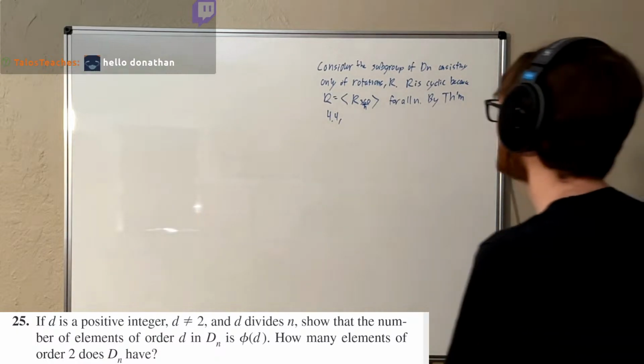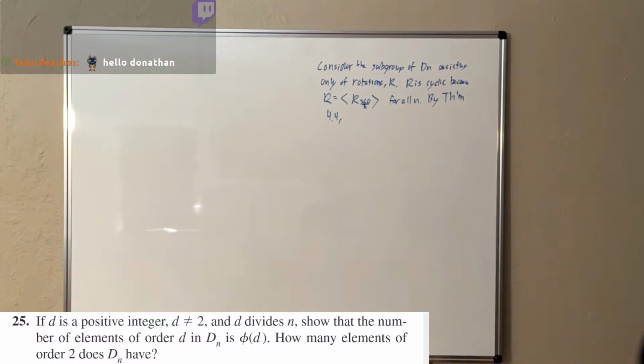Talos, hey, how's it going? Talosophin? Just breaking my brain on some abstract algebra right now. Number of elements of order D in D sub n.